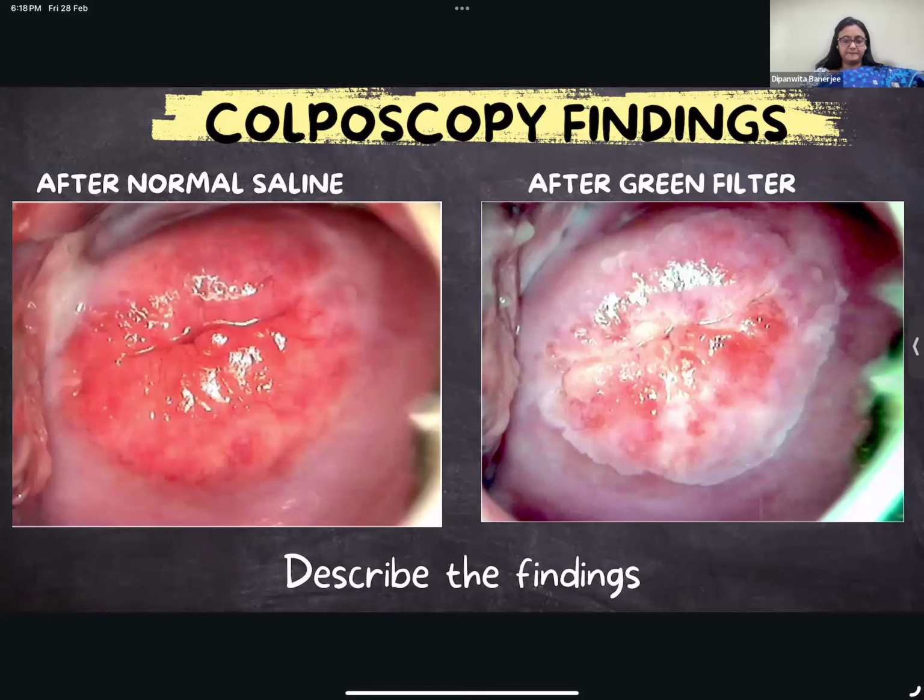These are the colposcopy findings after normal saline and after the green filter. Can someone describe the findings, what they can see here? Any of you can take it up. Dipanvita or Dr. Pratibha, would you like to comment?